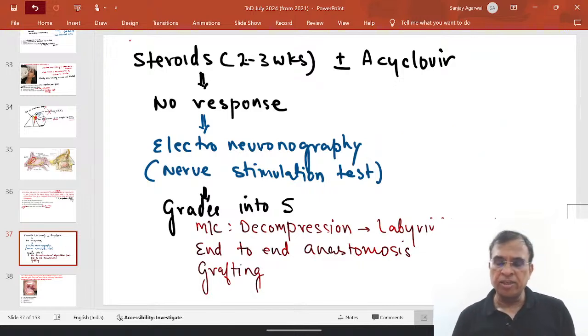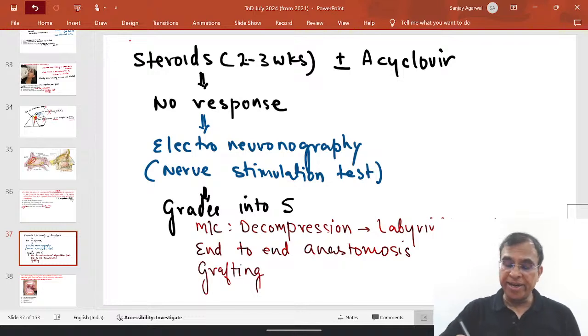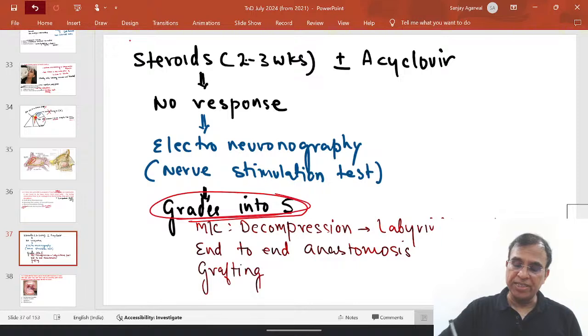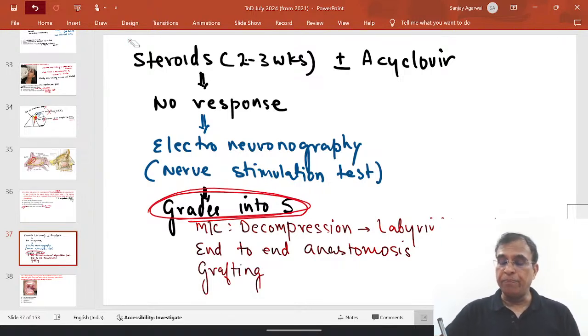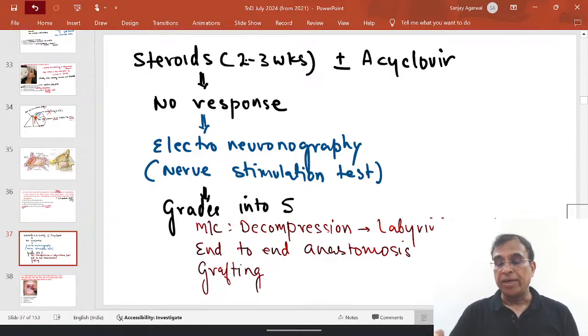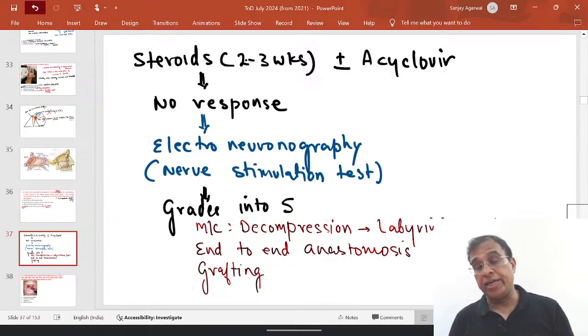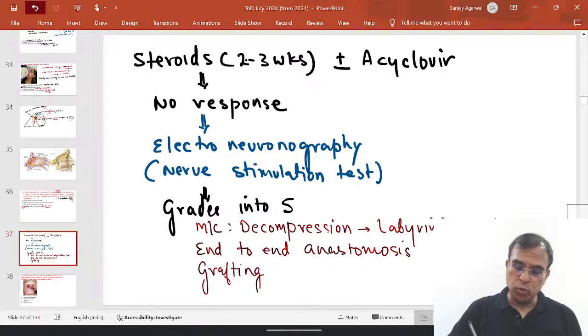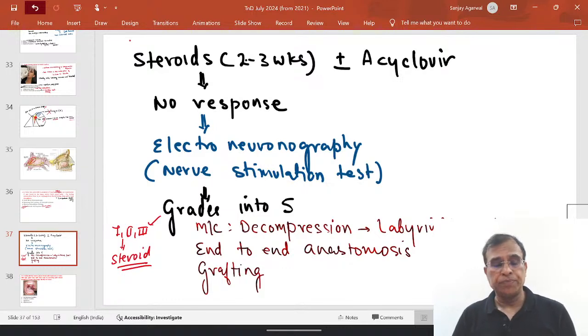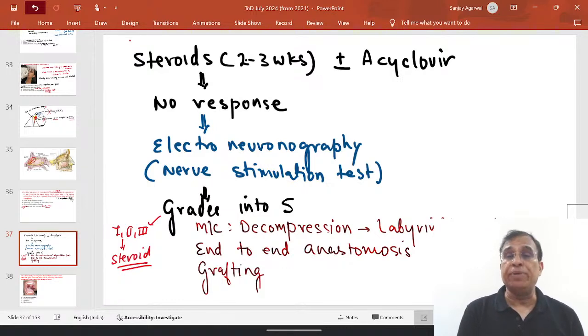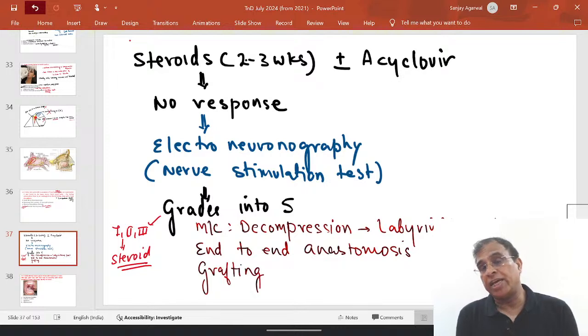Now what does this nerve stimulation test, electroneuronography, do? It grades the palsy into 5 grades, grade 1, 2, 3, 4, 5, depending on the severity of the damage, and further treatment depends on your grades. In grade 1, 2 and 3, we continue steroid, because grade 1, 2 and 3 is a less severe trauma, and the chances of recovery are more than 90%. If the chances of recovery are so high, we don't want to change our treatment. We continue steroid and acyclovir.